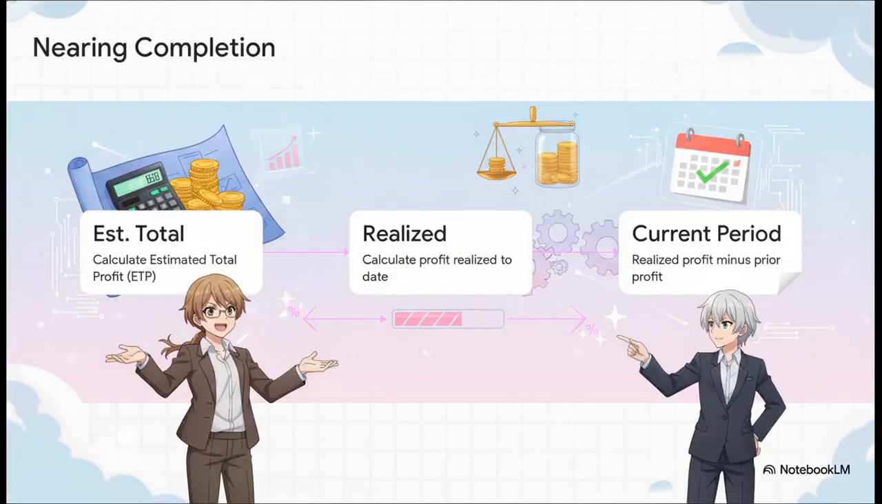Okay, but what if the contract is finally nearing completion? Well, the process changes just slightly because the end is actually in sight. Step 1 now relies heavily on estimating the grand total. You calculate the estimated total profit, or ETP, for the whole endeavor by projecting out your remaining costs. Step 2 calculates the profit realized to date by looking at the proportion of work certified against that ETP. And finally, Step 3 finds the profit for the specific current period by taking that total realized profit and subtracting any profit you already recognized in those previous years.